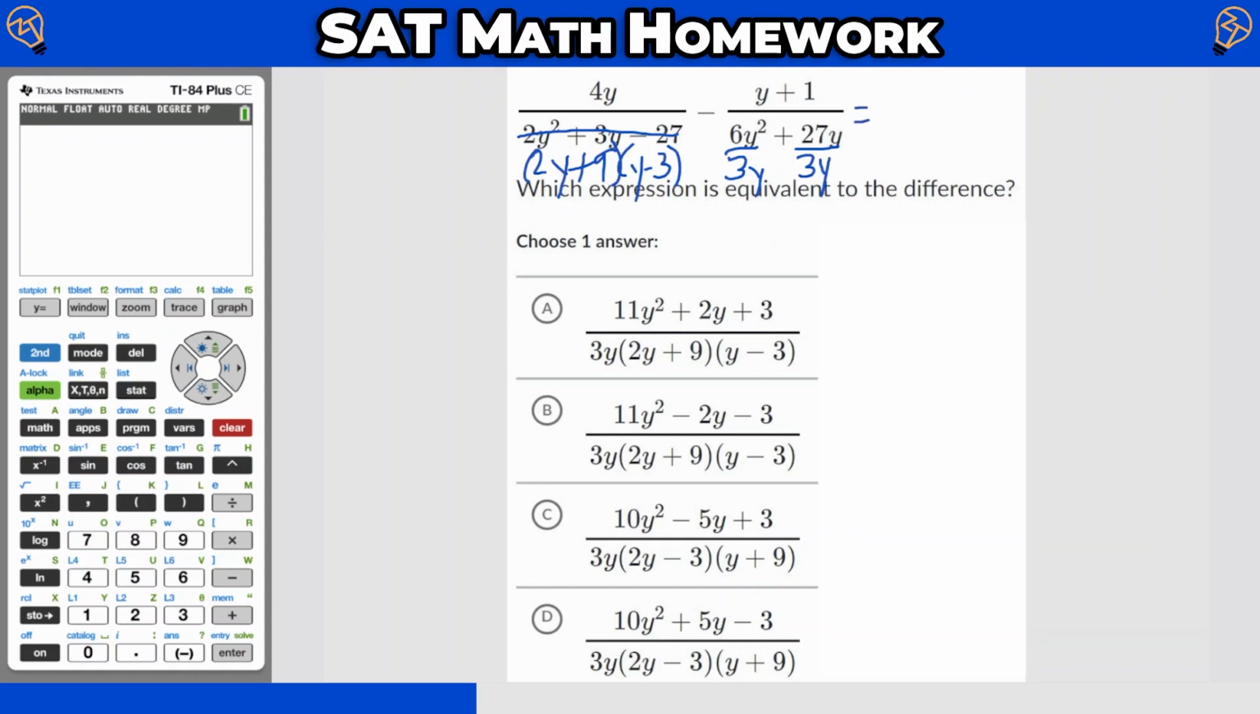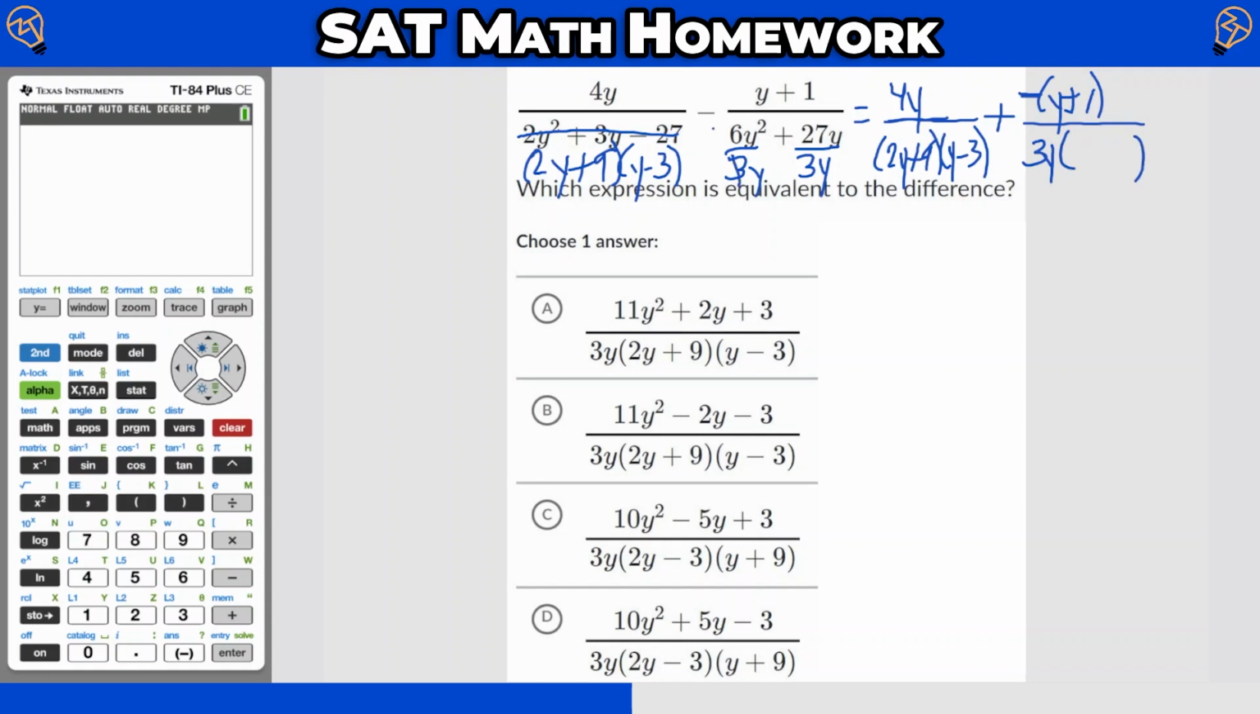So let's rewrite this first fraction. So we have 4y over the product of these two quantities that we got from our factorization. Now, whenever I see minus, I actually like to change it to a plus and put the minus in the numerator of the next fraction. However, I'm going to make sure I put parentheses so I don't forget that I eventually need to distribute that negative. Now, when we take out the 3y, let's see what we're left with.